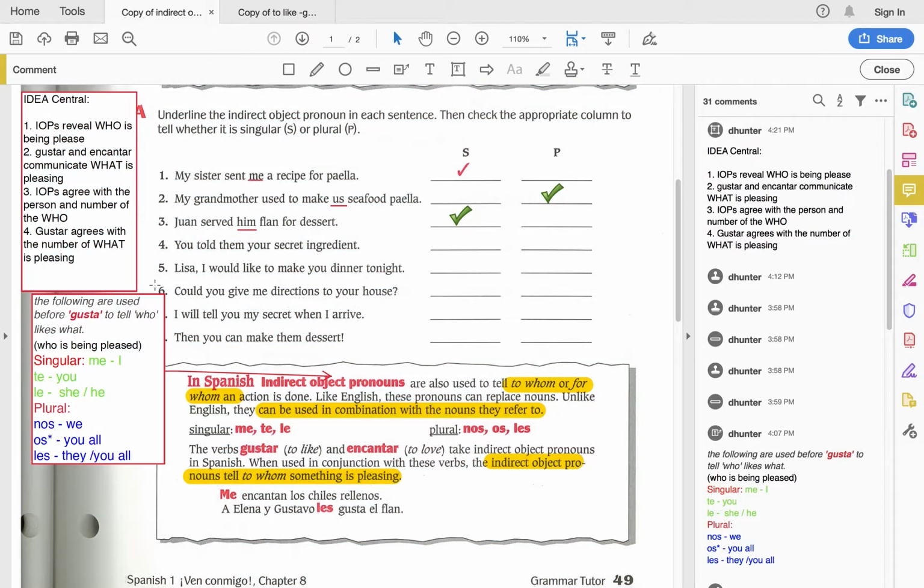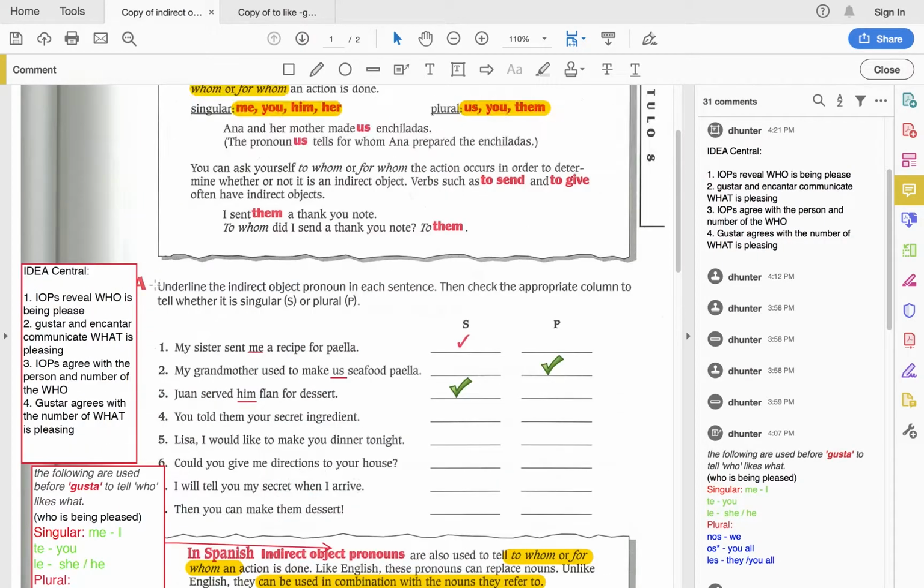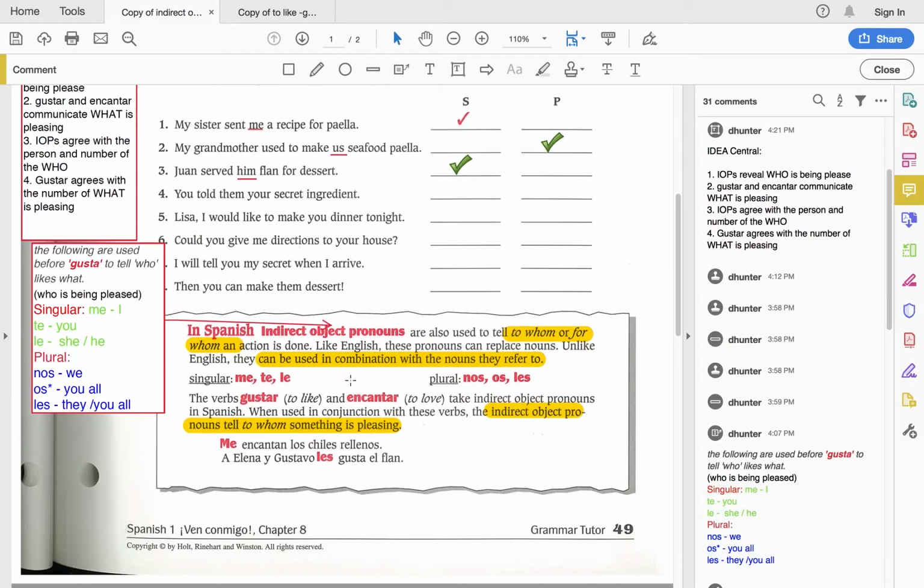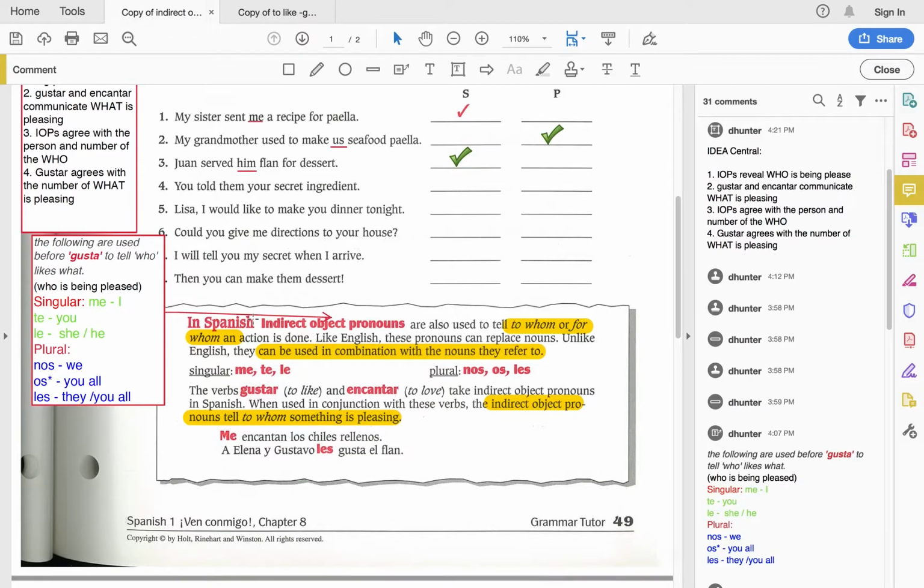Really quickly, if you're still struggling to understand this concept in English, feel free to do some of the practice. I've given you 2 or 3 answers here. Again, you're looking for to whom or for whom an action is done in English. That practice is optional. But down in Spanish, indirect object pronouns, again, still tell for whom an action is done. Like in English, you can use these to replace nouns, but unlike English, they can be used in combination with nouns they refer to.